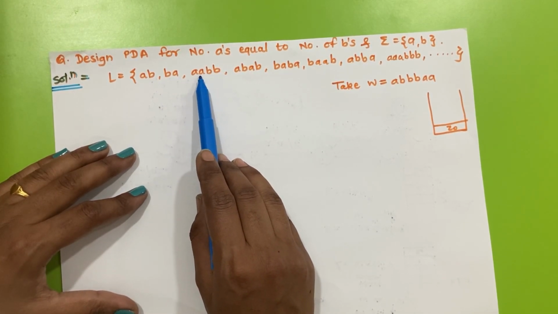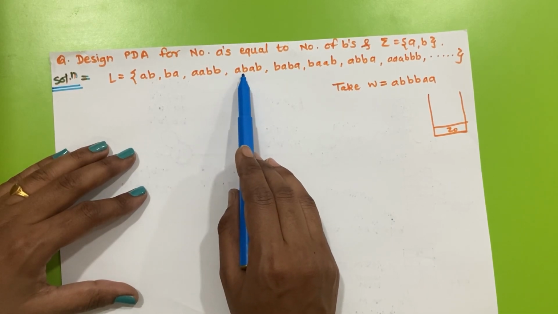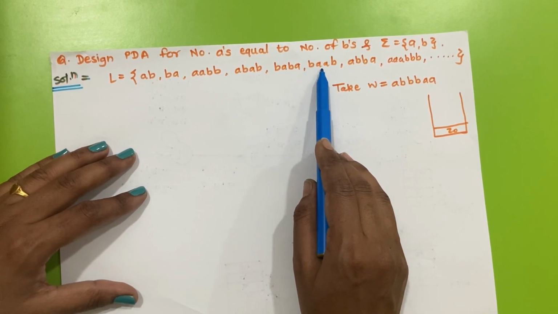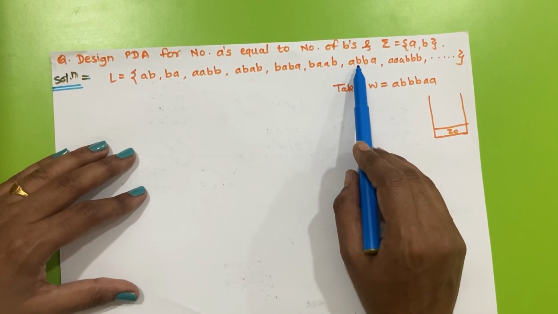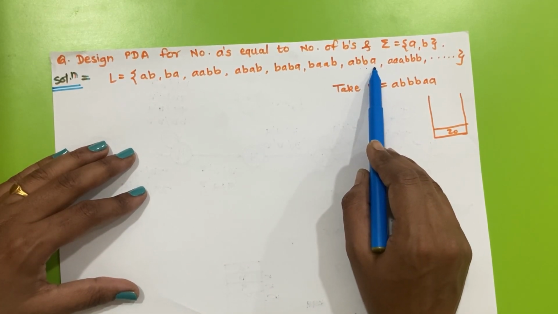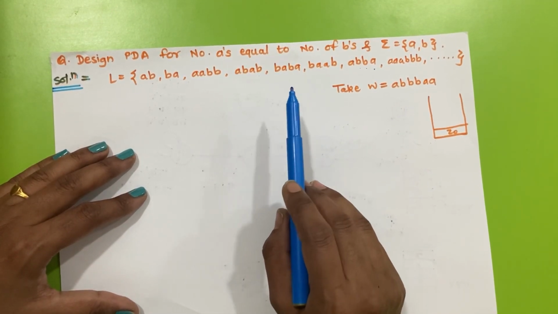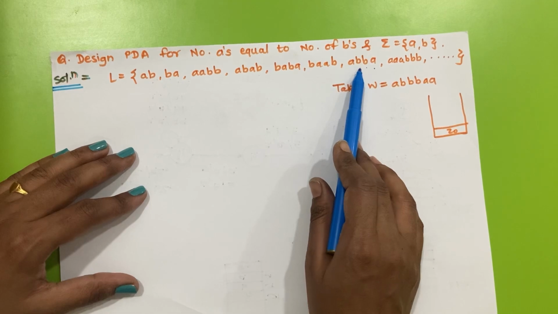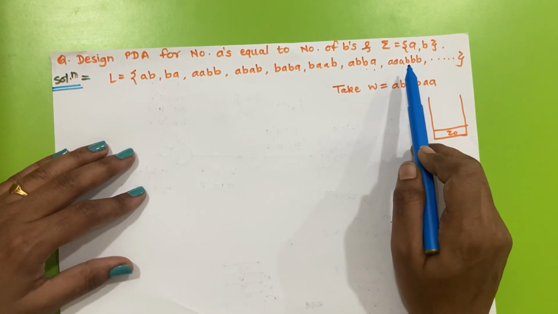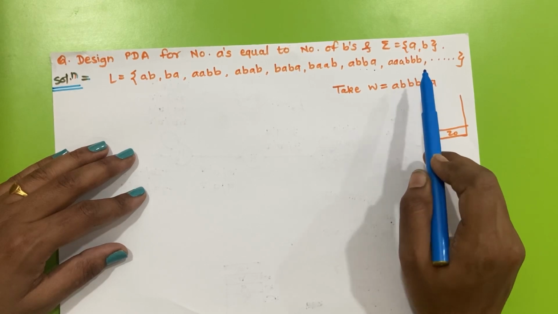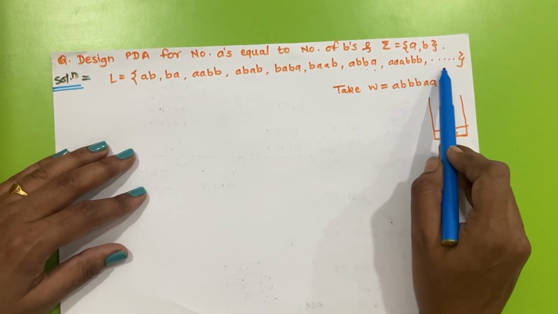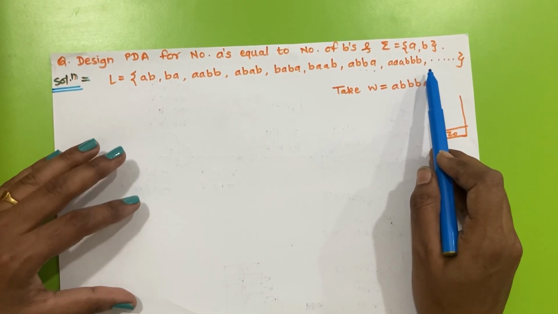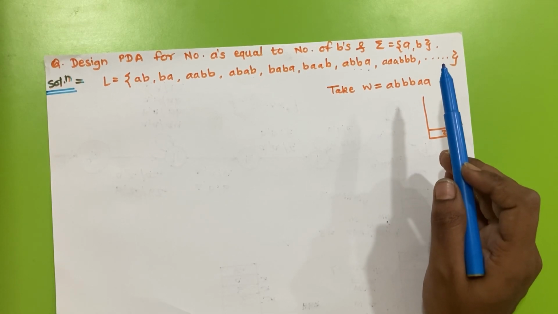Next smallest strings can be AABB, or ABAB, or BABA, or BAAB also, or it may be possible that ABBA string. Okay, means length-four combinations of A and B. After that we can have combinations with three A's and three B's. I have not mentioned all the strings here, but this set of strings is infinite following the condition.